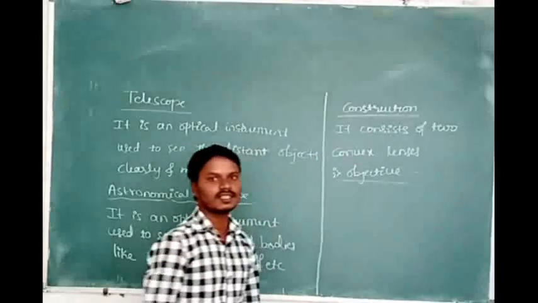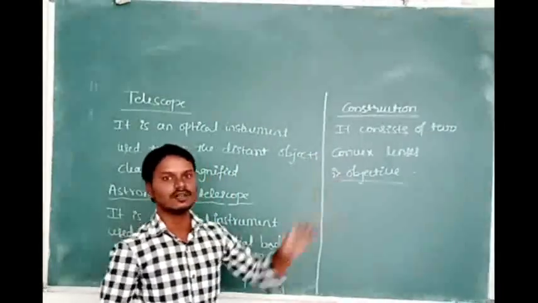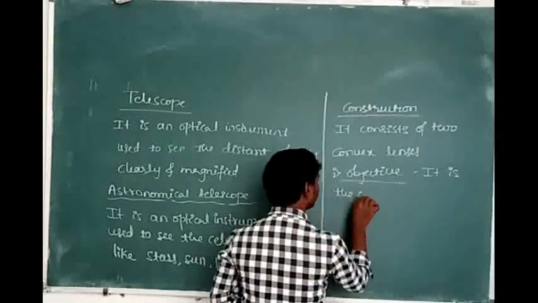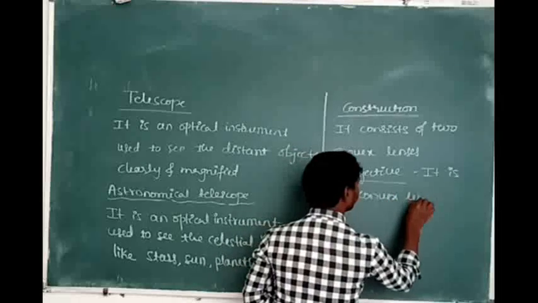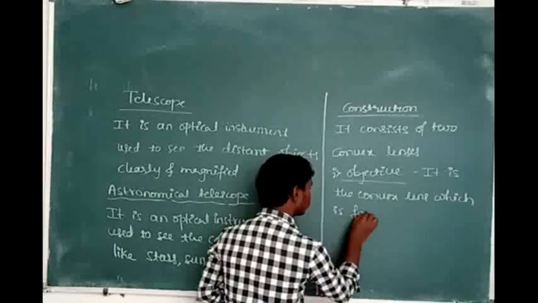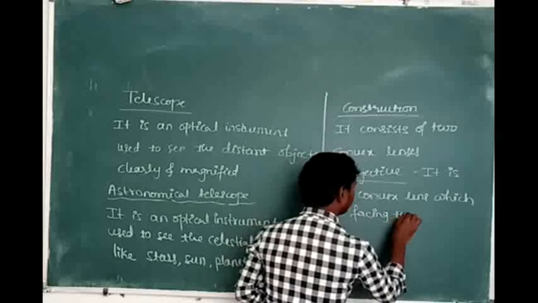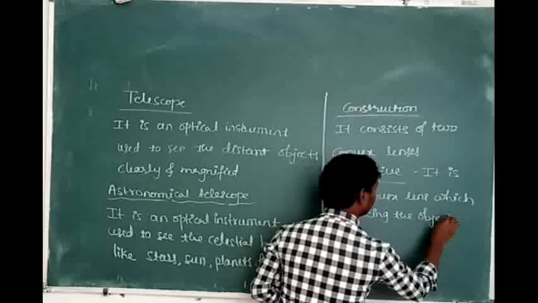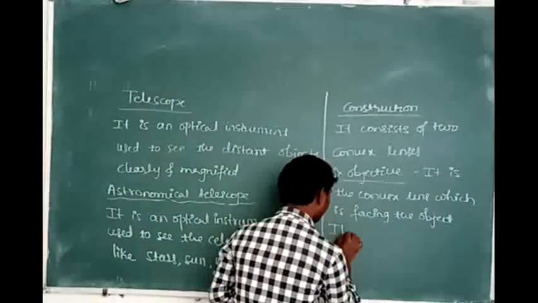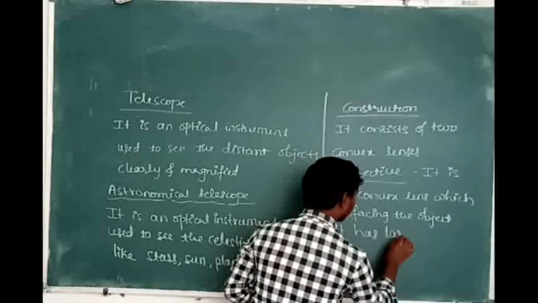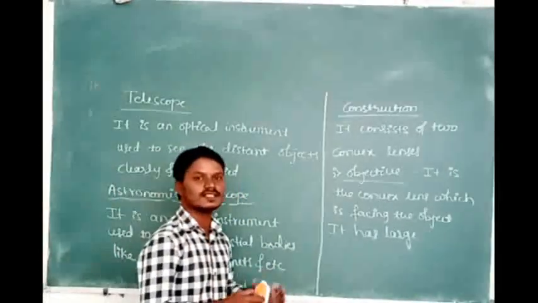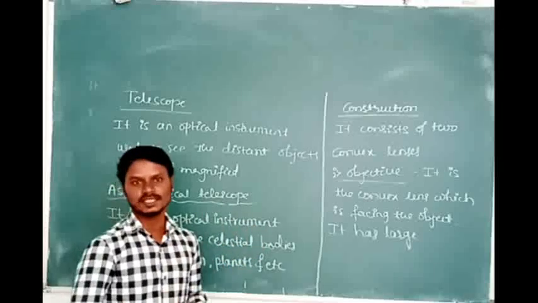Then what do you mean by objective here? It is the convex lens which is facing the object. And it has large aperture and large focal length. Large aperture means the area available for the refraction is maximum. Means the lens has the maximum area for the refraction of light.